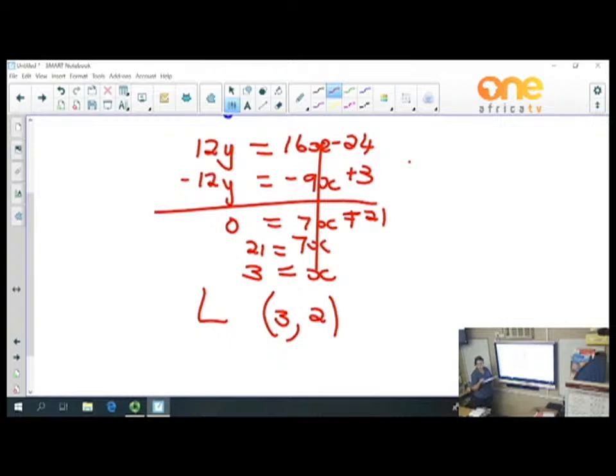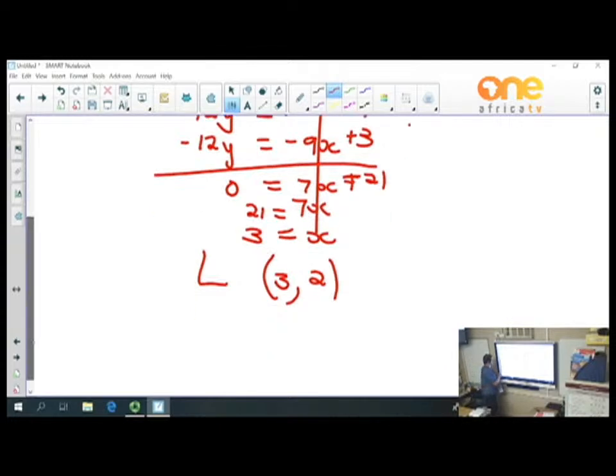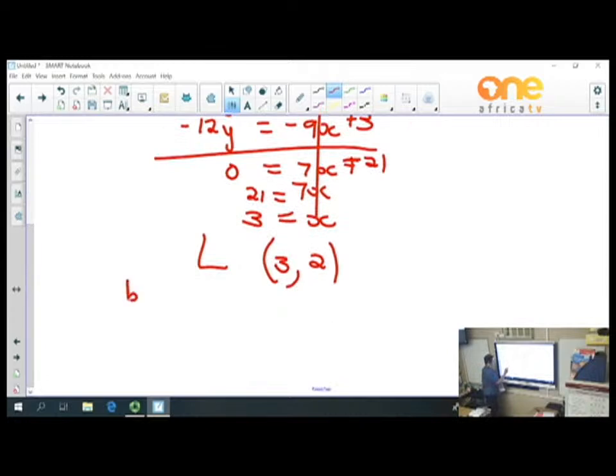Then this is also a question out of an old exam paper. Calculate the length of the side of the rhombus. So what do we know about a rhombus? All 4 sides are equal. So you could have used any one. I'm going to use now K and L.